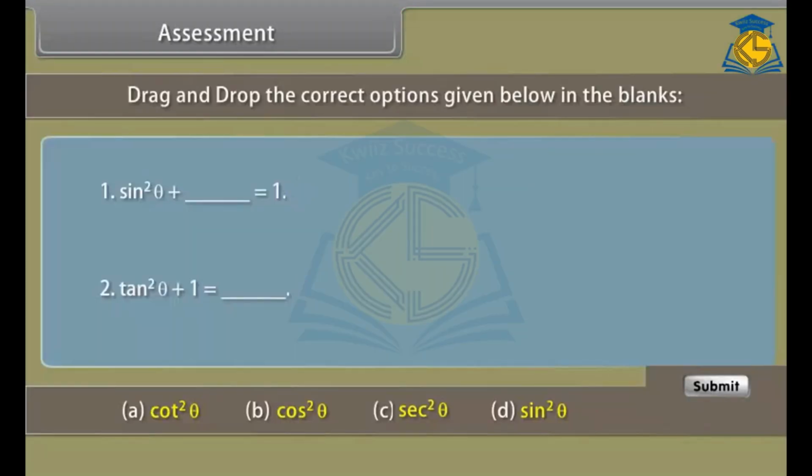Assessment. Now it's time for an activity. Drag and drop the correct options given below in the blanks. Example 1.